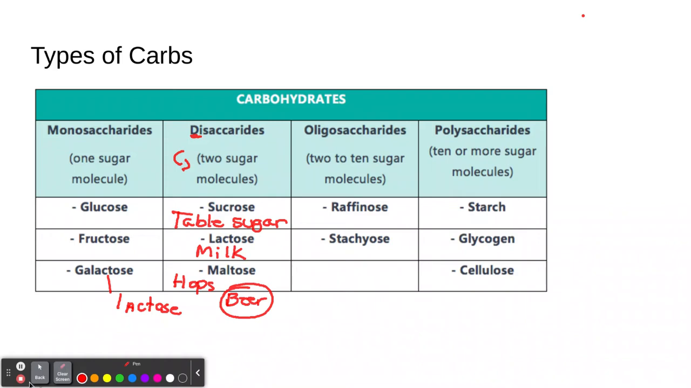Okay, let's move on. Just looking at the chart here. So when you have 2 to 10 molecules, you have the oligosaccharides. Say that 3 times. The oligosaccharides, 2 to 10 molecules. You see it in raffinose. Raffinose you can find with beans, right? We have beans here that have raffinose, and cabbage, mostly vegetables, right?